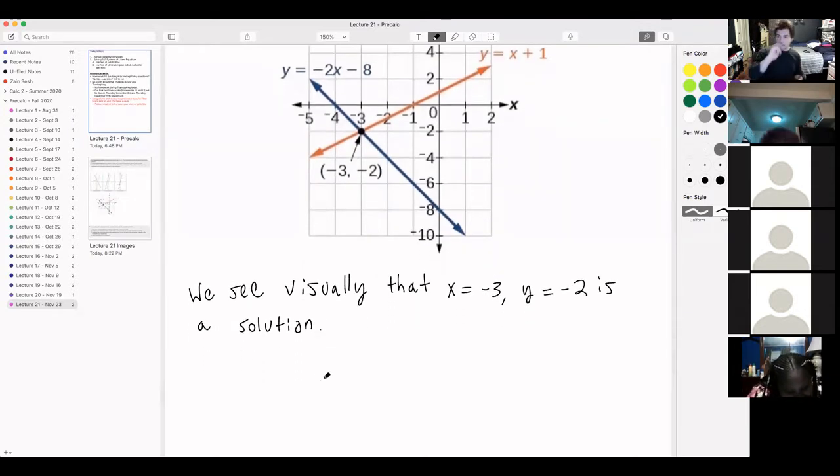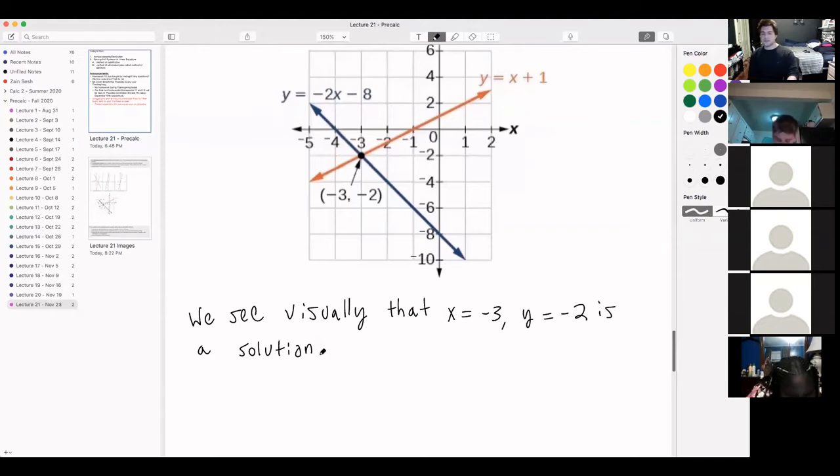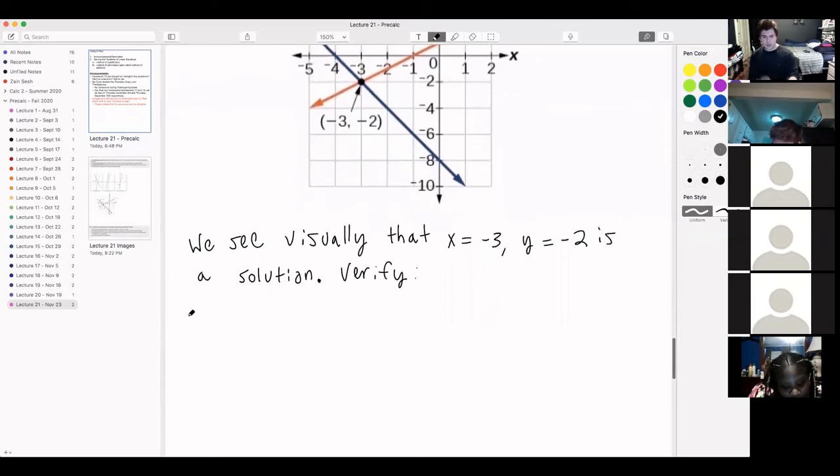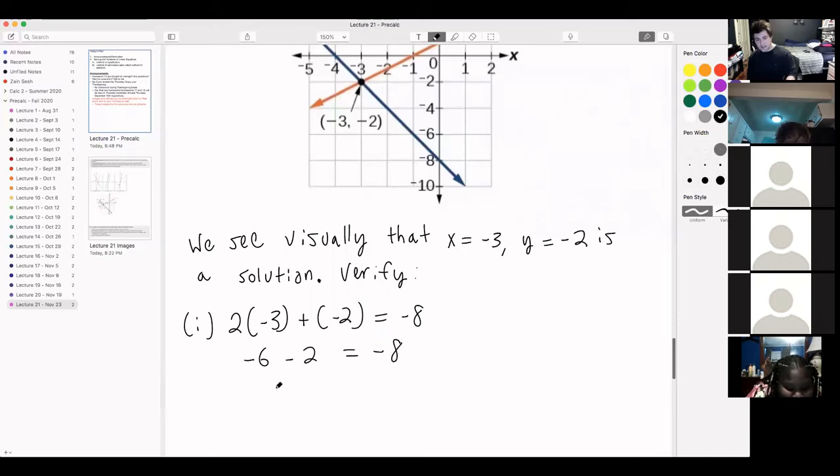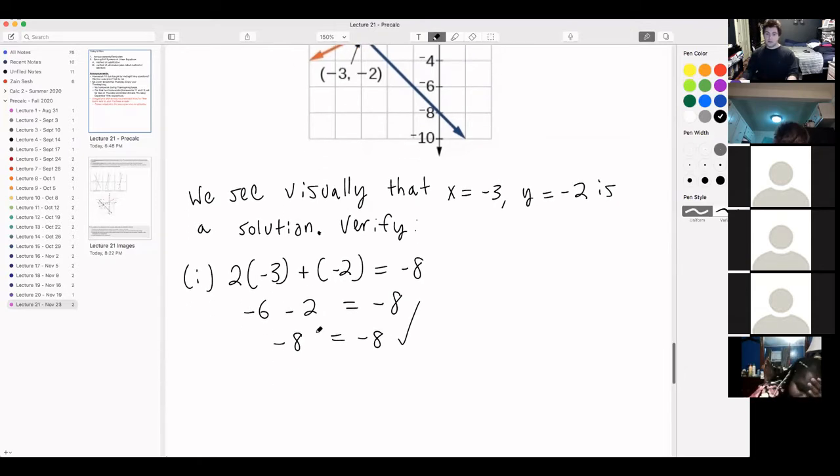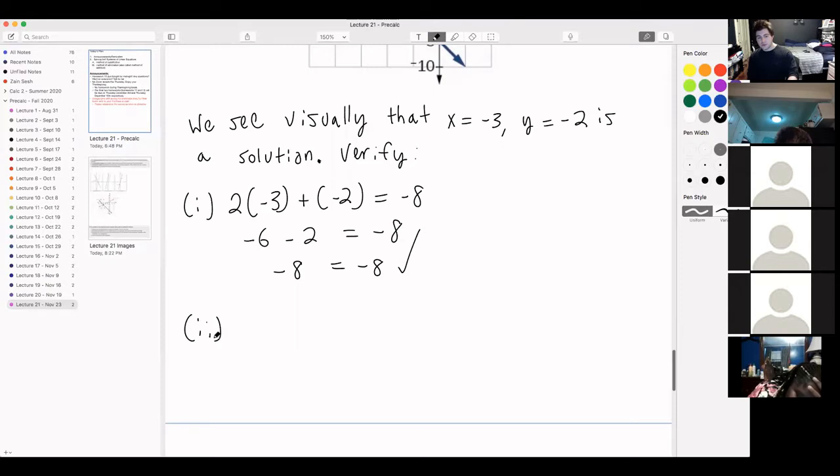Okay, now for the graphing ones, I would suggest to go in and verify that it is a solution. So let's verify it very quickly. For the other methods, you don't really need to verify unless you want to, but let's do that quickly. So I'm going to sub in x equals negative 3 and y equals negative 2 into the first one. So I get 2 times negative 3 plus negative 2 is equal to negative 8. Now the left side is negative 6 minus 2 equals negative 8. The left side indeed is negative 8. So this is true.